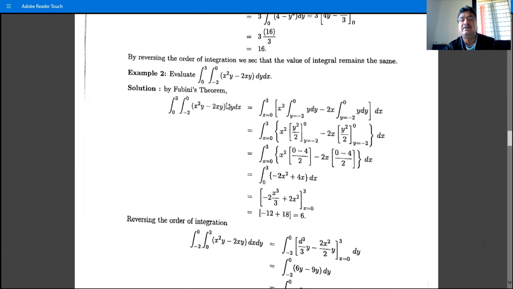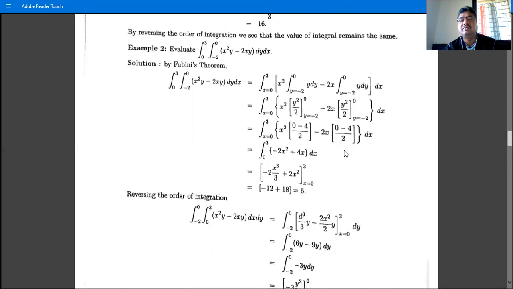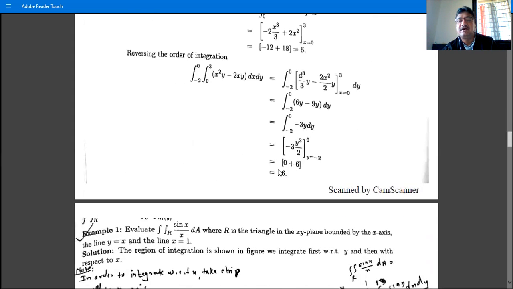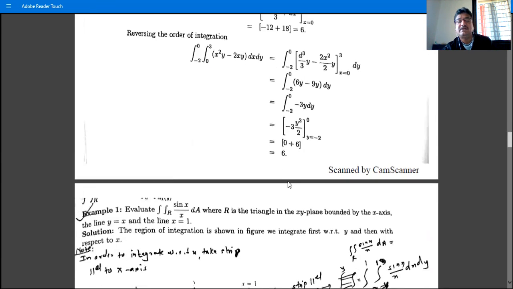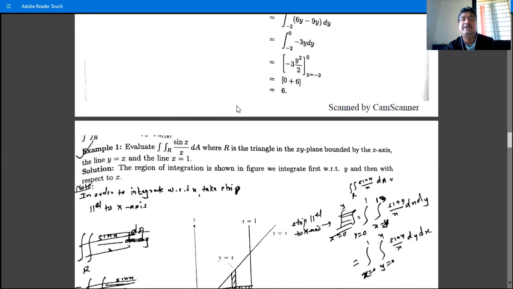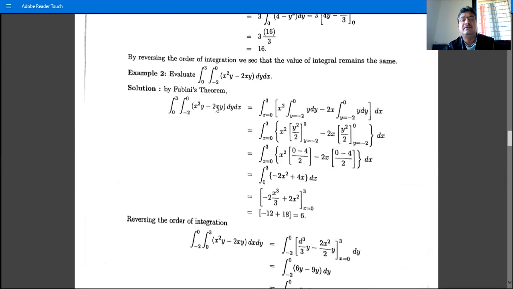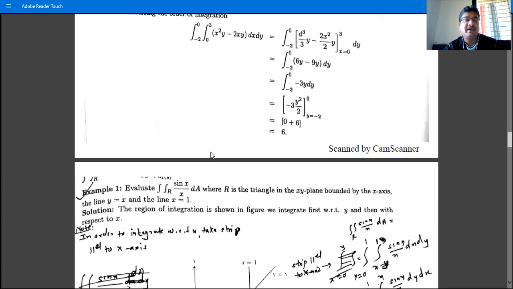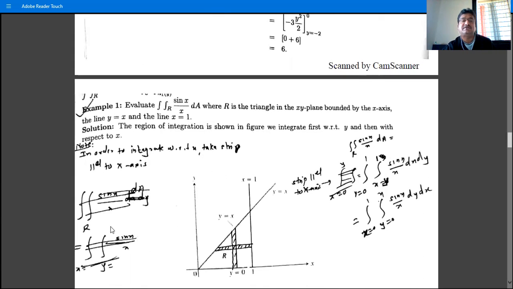Now x square y, integration with respect to y: x square is constant, and integration of y is y square by 2 from y equals minus 2 to 0. In this way, we have this answer 6, and here we have the answer 6 with respect to x first. So we have the same answer, and therefore Fubini's theorem is verified: if the limits are constants of x and y, then integrate with respect to x first or integrate with respect to y first.